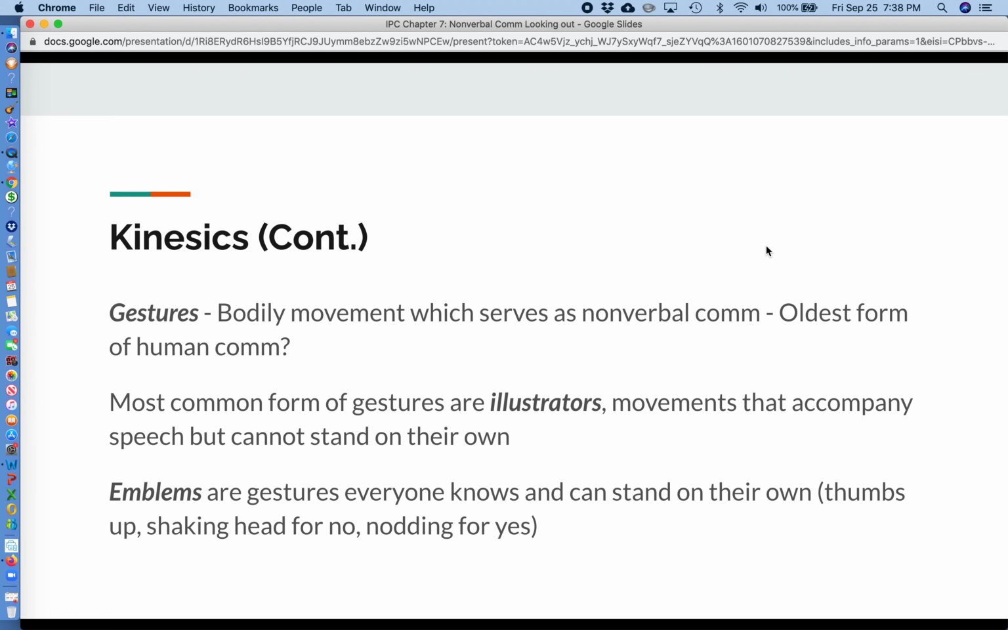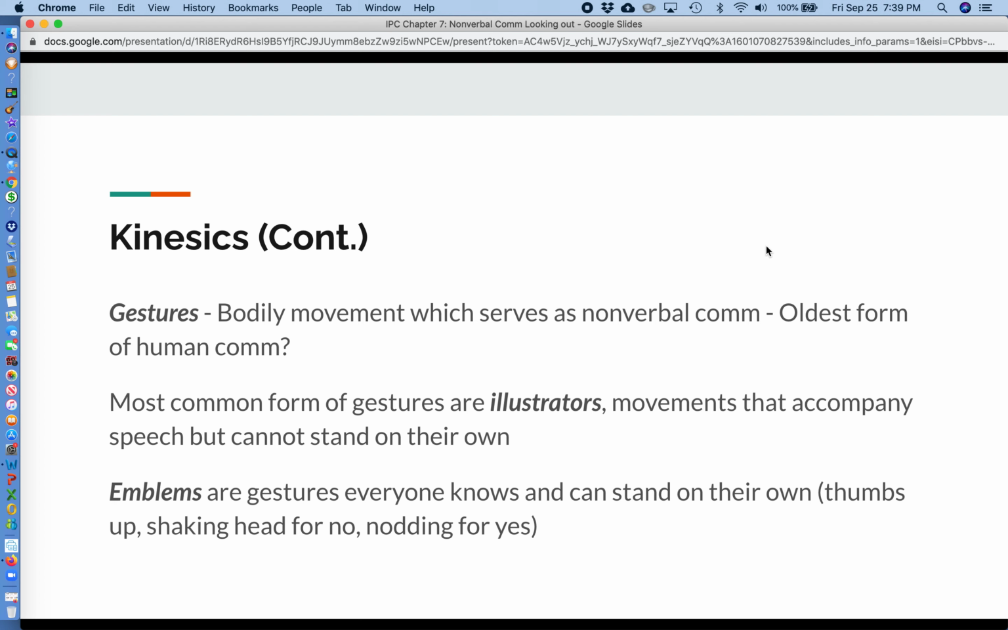So kinesics also studies gestures. Now, gestures, of course, are just bodily movement, and that can be interpreted as nonverbal communication. And many scholars think that this is probably the oldest form of human communication. We gesture to one another, point to things when we want them, and just to let people know how we're feeling, our goals, our desires, etc.